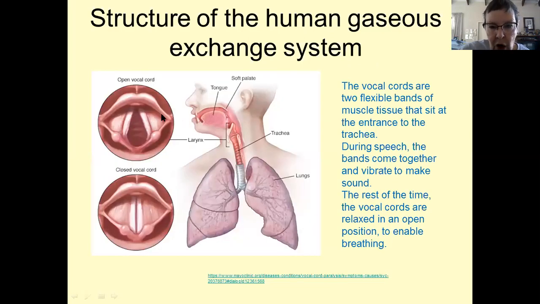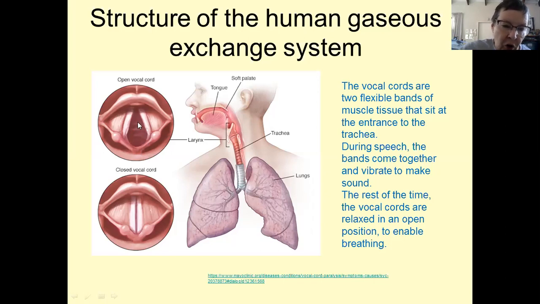All right. So it tells you that the vocal cords are two flexible bands of muscle tissue, and they sit at the entrance to the trachea. So they're within the larynx. So this would be looking down into the larynx. And these vocal cords are relaxed and the individual is not speaking. And these vocal cords are closed, and this would be when an individual is speaking.